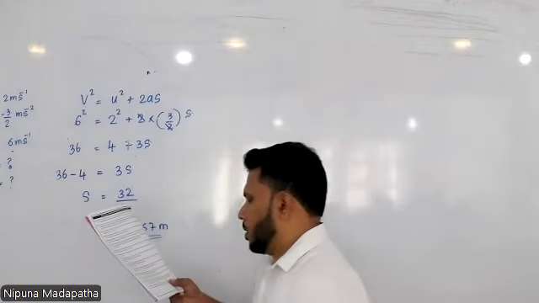Next, find the time taken to travel from A to B. You can get the time using this equation: final velocity is 6, initial velocity is 2, acceleration is 3 over 2. So 6 minus 2 equals 3 over 2 times t, and t equals 8 over 3.